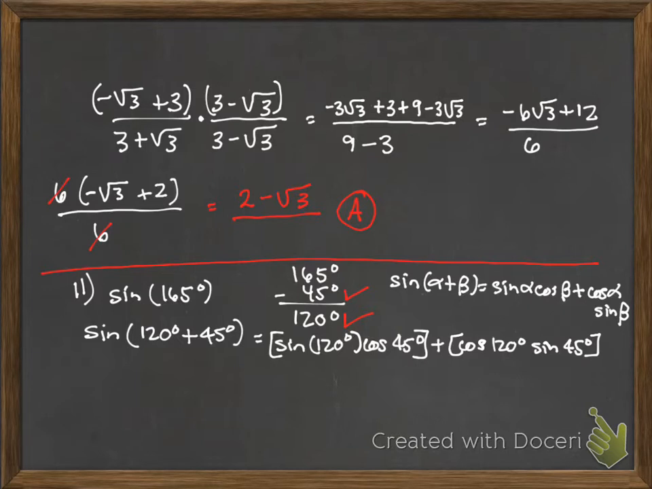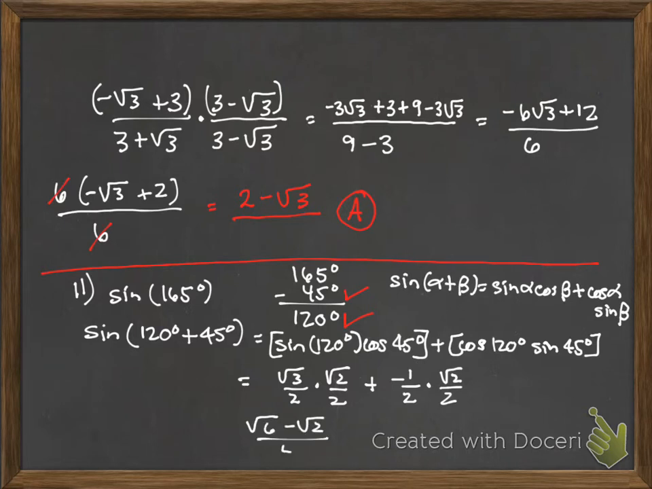So once again, you can use the reference angle of 60 degrees on the triangle and 45 degrees on the triangles, or you could use the unit circle. If you use the unit circle or the triangles, you will find that sine of 120 degrees is radical 3 over 2 times cosine of 45 degrees is radical 2 over 2 plus cosine of 120 is negative 1/2 times sine of 45 degrees, which is radical 2 over 2. Okay, if I multiply these together, I get radical 6 minus radical 2 over 4.